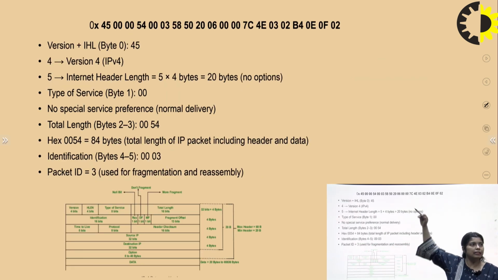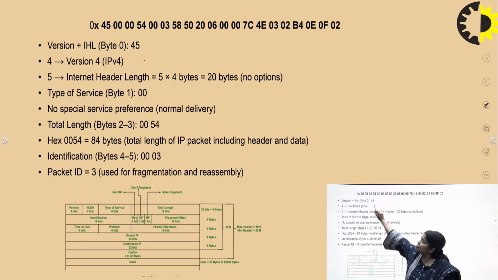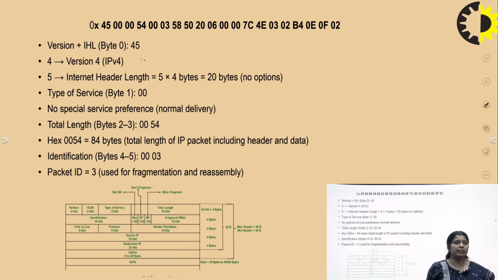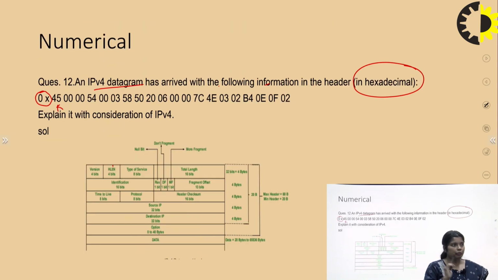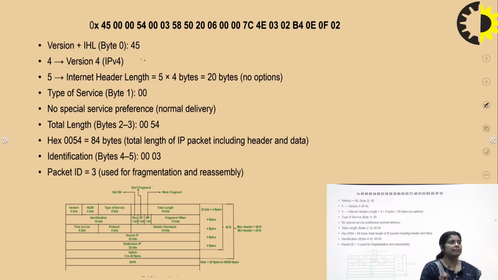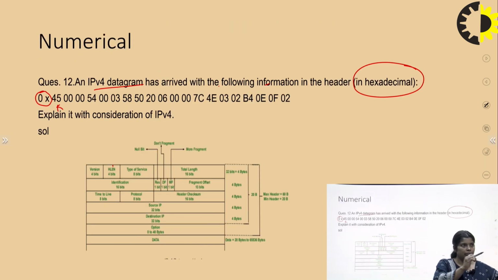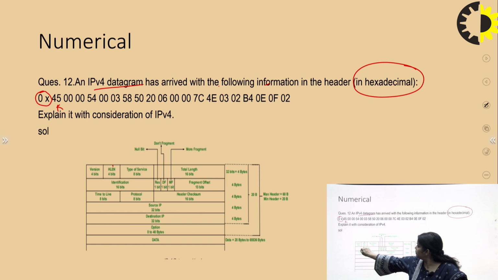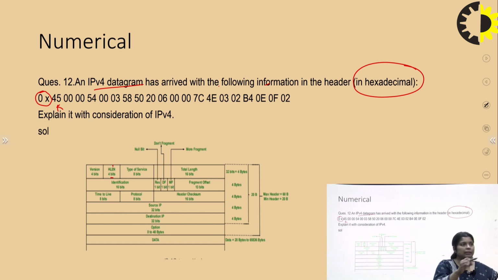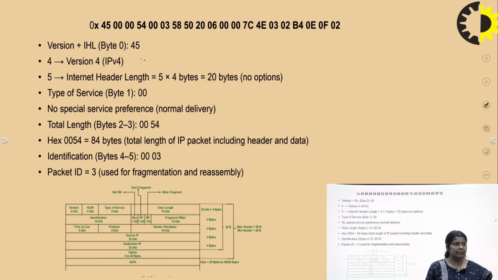So you can see here the first digits are 4 and 5, where 4 is the IP version 4. If it were IP version 6, it would be written as 6. Your question will always start with 0x4 because you are using IP version 4. Next is the 5, which is the header length. Header length is counted in units of 4 bytes, and in this particular question it is written as 5. So 5 into 4, the header length will be 20 bytes.